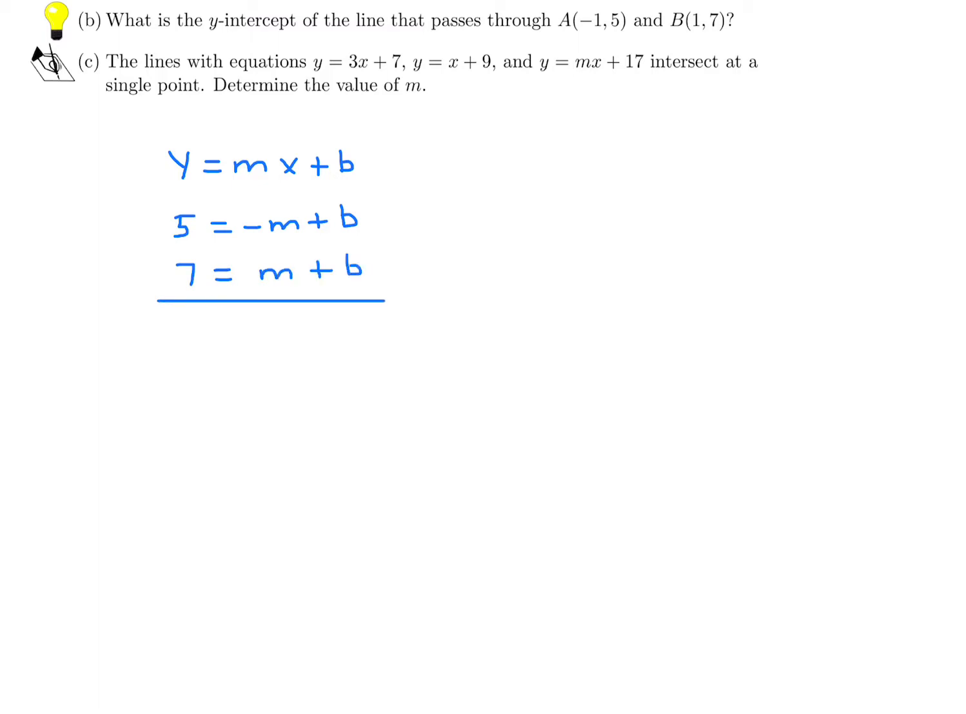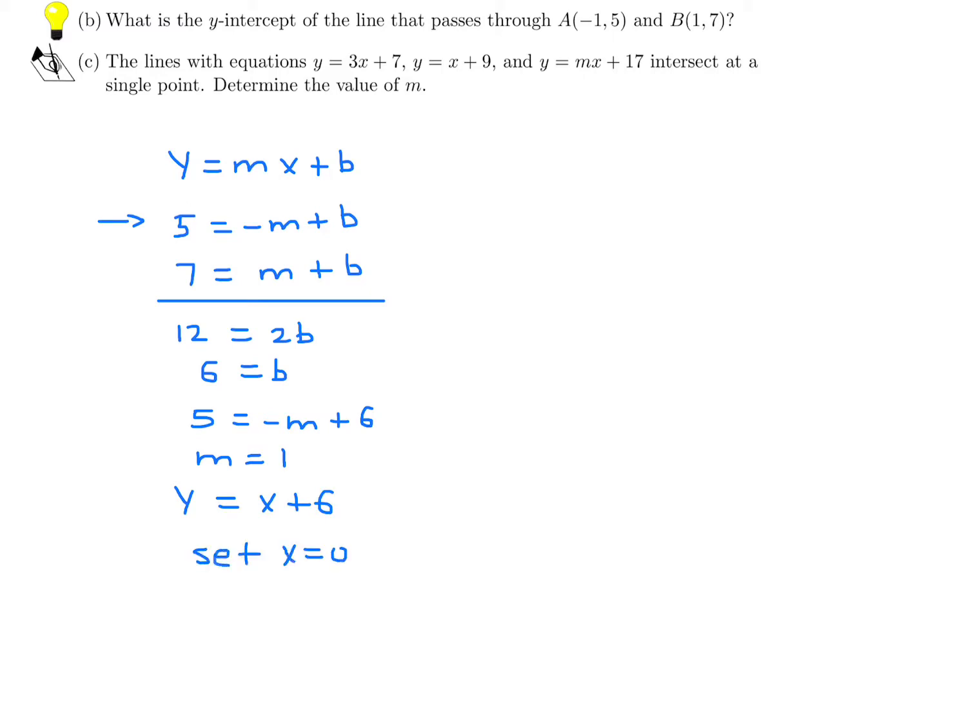If I take these equations and just add them, I'll get 12 on that side, the m's disappear, and I'll get 2b. That allows me to solve for b. b is 6. Sub b = 6 back into any of these. This one, for example, would give me 5 = -m + 6, and therefore m is equal to 1. So that equation is y = x + 6. To find the y-intercept, you set x equal to 0, and when you do, you get y is equal to 6.